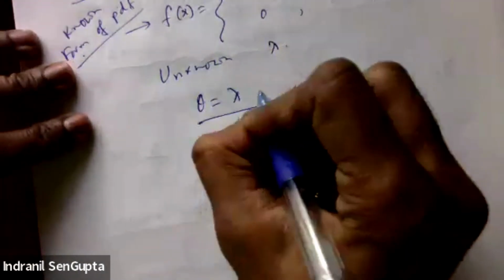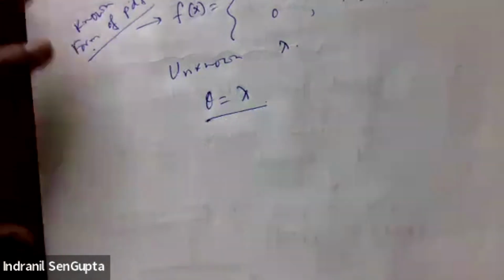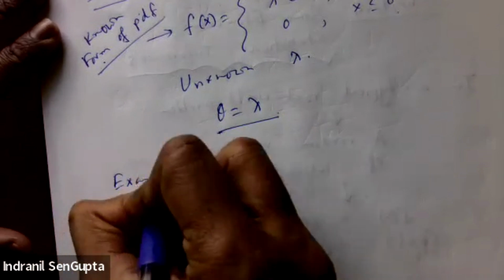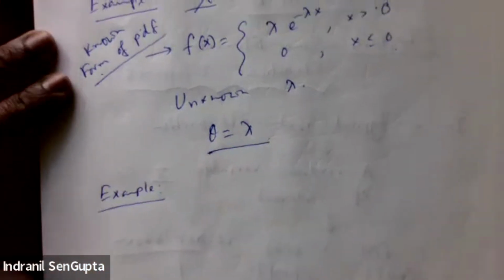So we need to find this lambda here. So this theta is lambda here. Okay, another example. This couple of examples are for the probability density function.